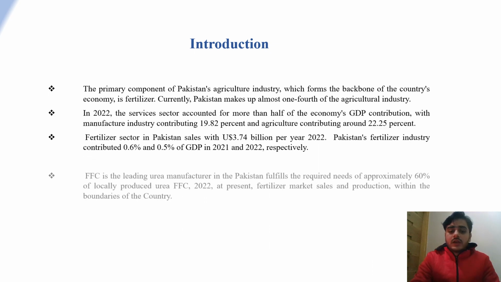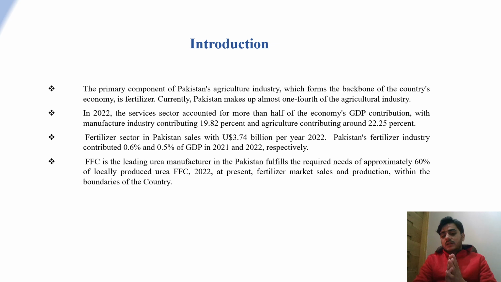We see the introduction. We know Pakistan's agriculture is the backbone of the economy and the biggest pillar. Pakistan's economy is divided into three categories: the manufacturing sector, the service sector, and the agriculture sector. The service sector contributes 58% of Pakistan's GDP, the manufacturing sector almost 20%, and the agriculture sector 22.5%. So agriculture is the biggest sector contributing to Pakistan's economy.